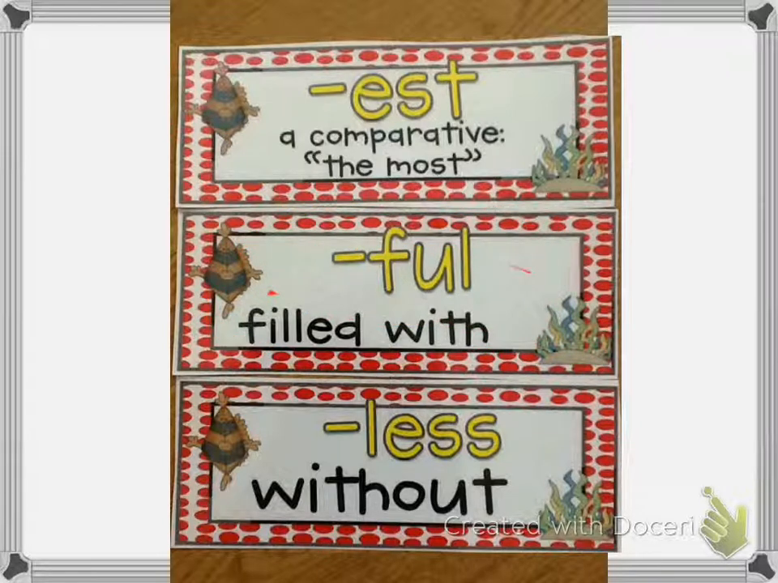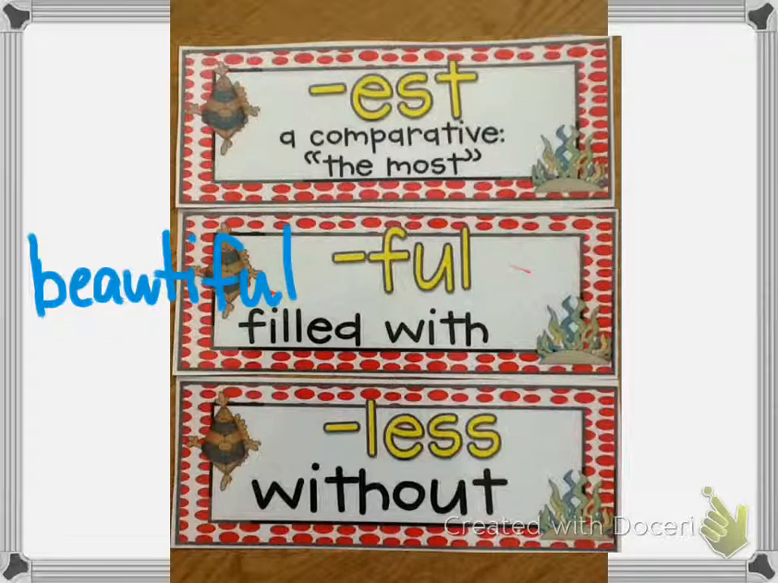So I might say, this is a common word you might come across. You are beautiful. So with that suffix, the end of my word, I might say beautiful means that you are filled with or full of beauty. You're beautiful. What if I said you are careful? Remember, care is your base word. It's a real word. So you would say you are filled with care, or you're full of care.